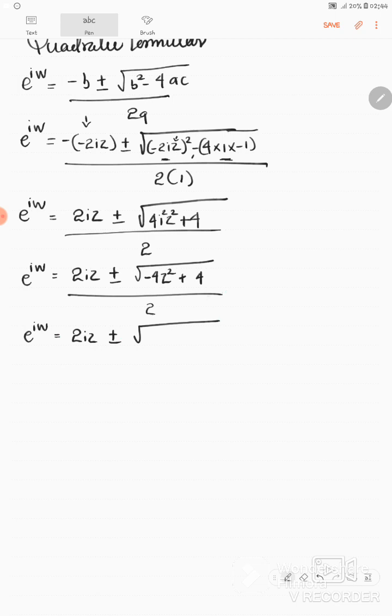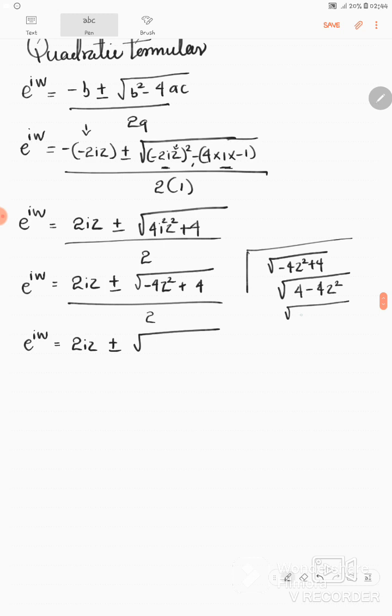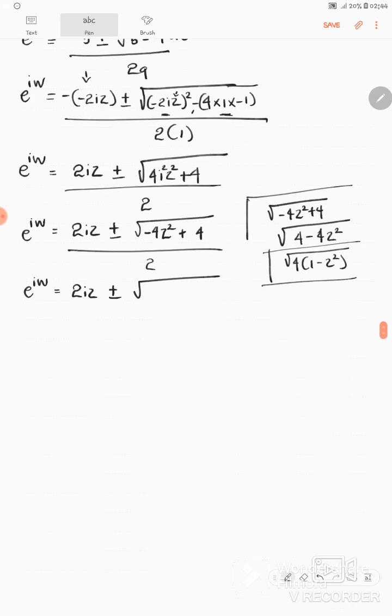Now we have e to the power iw equals 2iz plus or minus square root of. Let's simplify this square root alone: the square root of minus 4z squared plus 4. We can also rearrange this to be 4 minus 4z squared. That can also give us 4 open bracket 1 minus z squared, close bracket, all over 2.